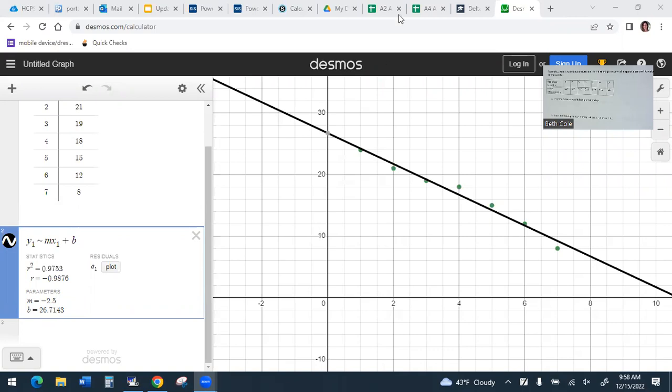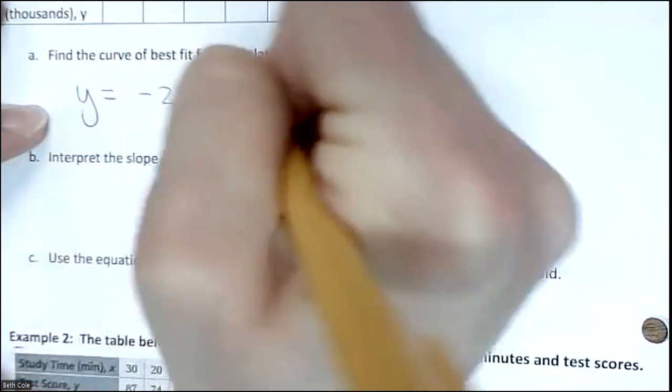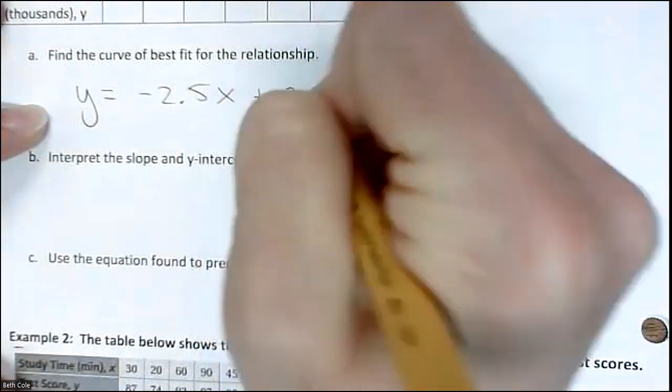So when we go over to our paper, find the curve of best fit. It's going to be y equals, and I can't have both screens up here at the same time, so help me out. What was M again? You guys have it in front of you. Negative 2.5, all right, negative 2.5x plus, and then what was B? 27.